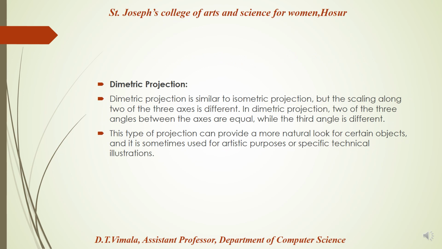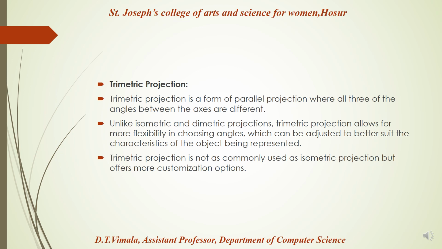Next is diametric projection. Diametric projection is similar to isometric projection, but the scaling along two of the three axes is different. In diametric projection, two of the three angles between the axes are equal, while the third angle is different. This type of projection can provide a more natural look for certain objects, and sometimes it is used for artistic purposes also. Next, trimetric projection.